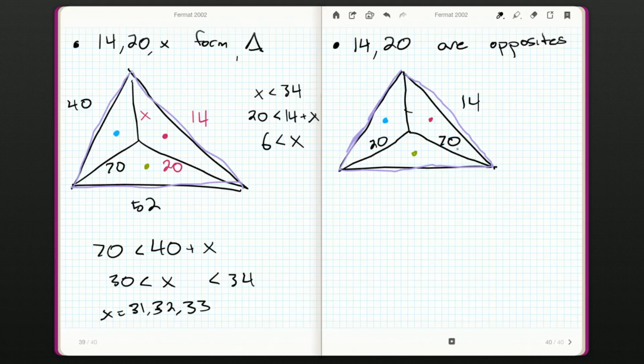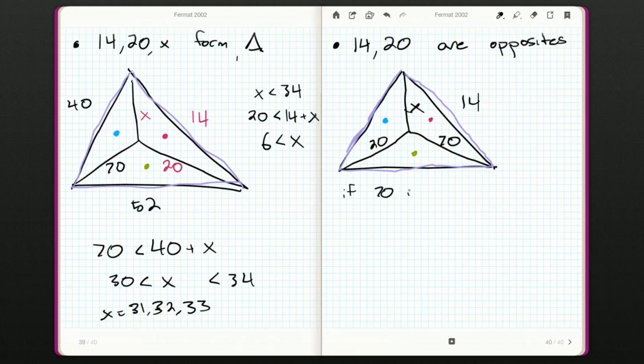But 70 and 14, there's no way. I can't put a 52 here. I can't put a 40 here. I have to put an x here. I have to. Otherwise, these guys aren't going to form a triangle. So that tells me, well, either x is the biggest one or 70 is the biggest one.